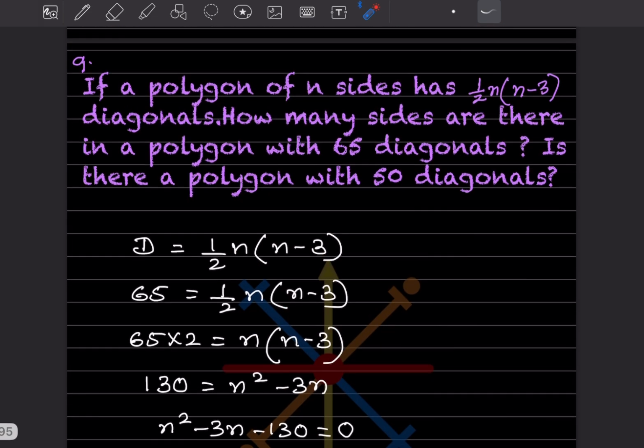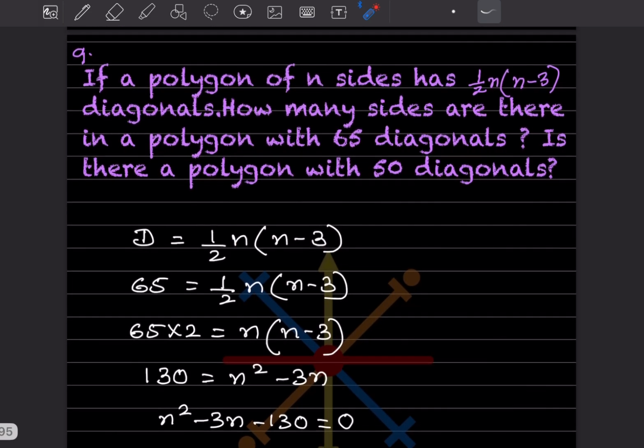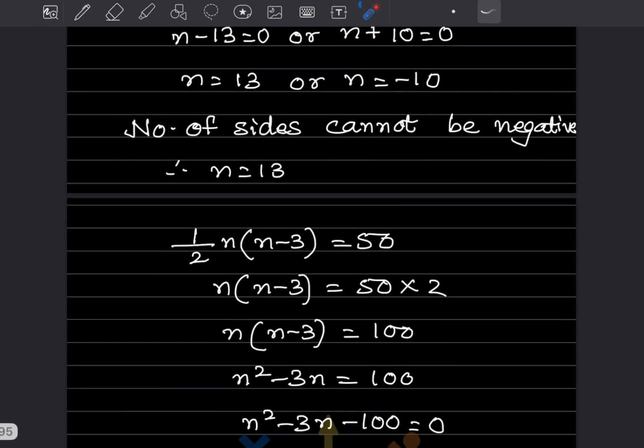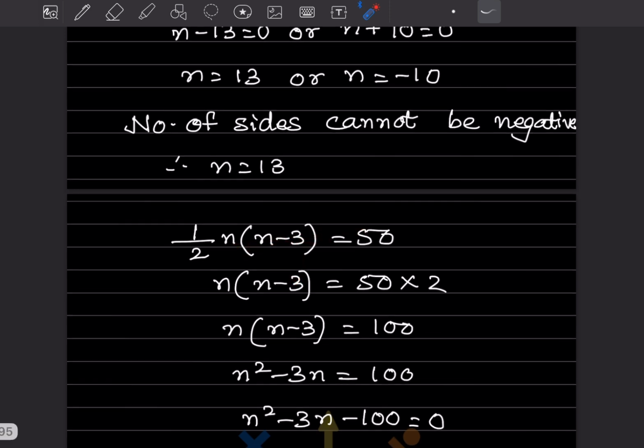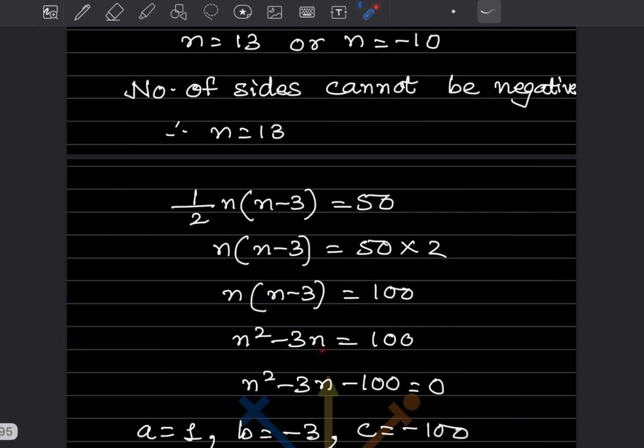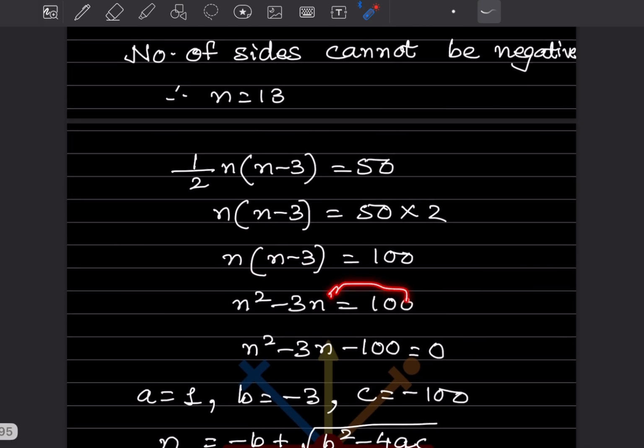So now they are asked, is there a polygon with 50 diagonals? Again, if you are considering the same equation, this is equal to 50. So what will you get? n into n minus 3, this 2 will go there, that is going to be 50 into 2, that will be 100. So n square minus 3n is equal to 100. This comes here, n square minus 3n minus 100 is equal to 0.